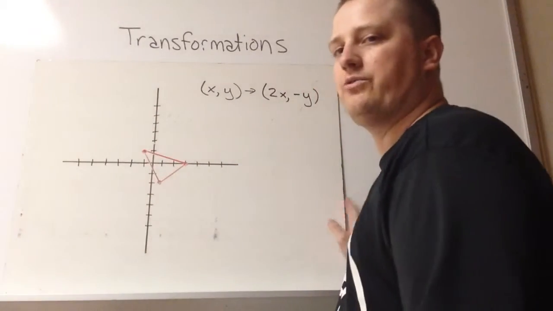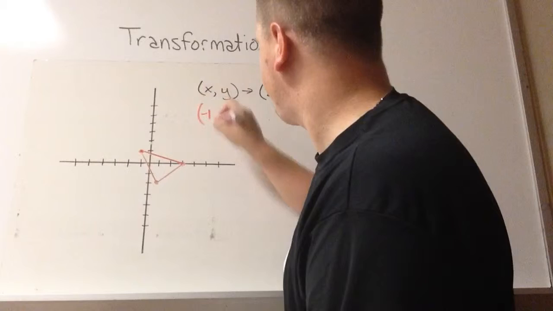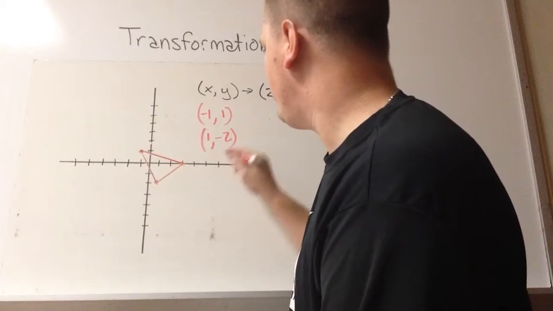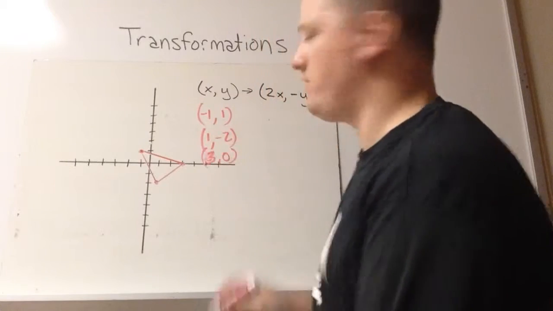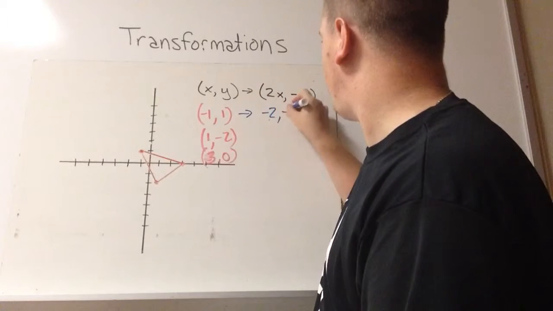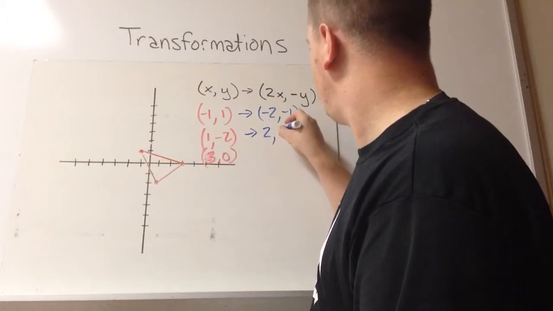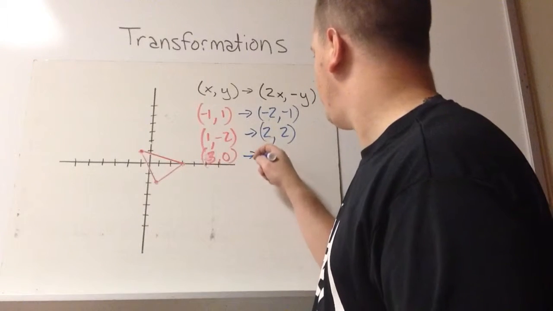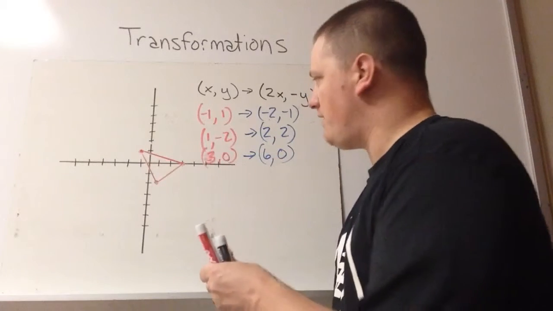So again, we just have to go through the math. So we've got -1, 1, 1, -2, and 3, 0. So those are our points. Now we just have to do the math to them. -2, -1. 2, 2. -2 would be a +2. And 6, 0. -0 is just 0.